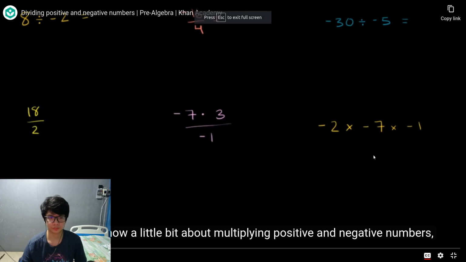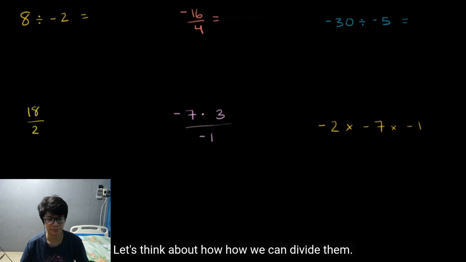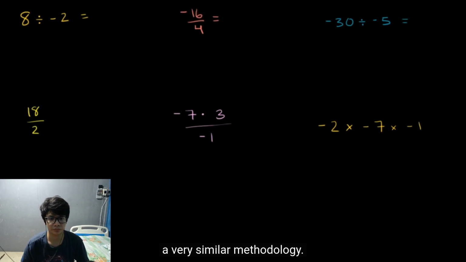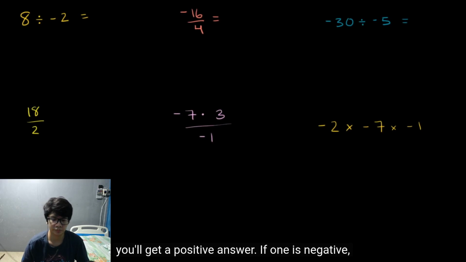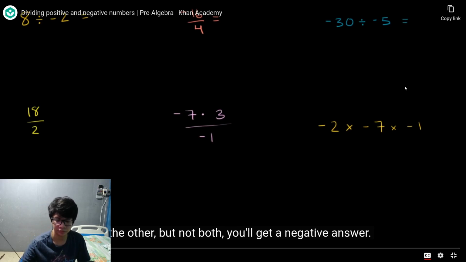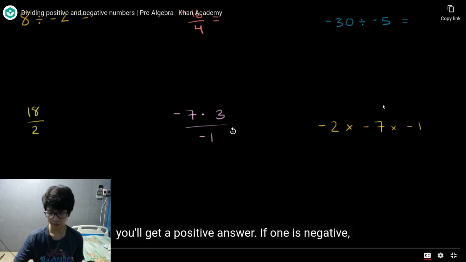Now that we know a little bit about multiplying positive and negative numbers, let's think about how we can divide them. And what you'll see is that it's actually a very similar methodology. If both are positive, you will get a positive answer. If one is negative, but not both, you're going to get a negative.